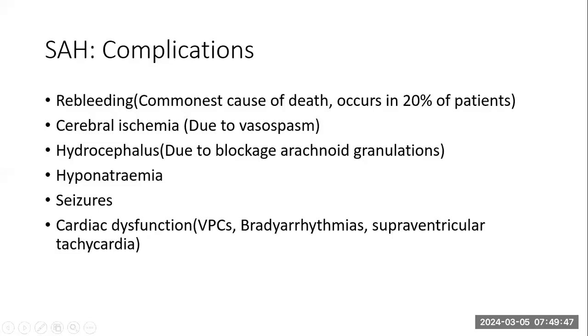Okay. So what are complications that this patient may have? Bleeding is said to be the common cause of death in this group of patients. Another complication to keep in mind is also vasospasm, which could explain why some of them have cerebral ischemia. And some of them could also have hydrocephalus, which is due to blockage of the arachnoid granulations. Some of them could have hyponatremia, seizures, and cardiac dysfunctions can also be found in this group of patients.